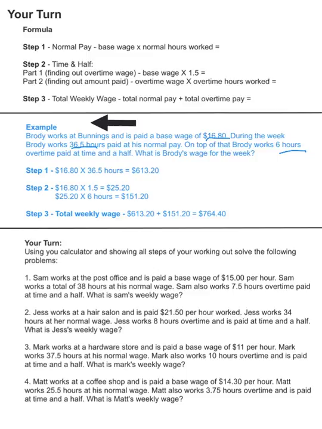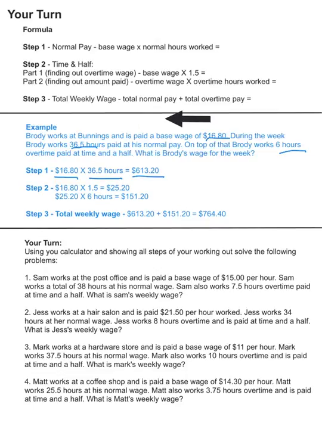So you will see for step 1, we want to find out how much Brody is going to be paid at his normal pay. So we know that Brody's base wage is $16.80. We know that Brody works 36.5 hours at his normal base wage. So when we enter that into our calculator, that gives us a total of $613.20 that Brody has earned at his normal base wage. Step 2 is working out the time and a half.